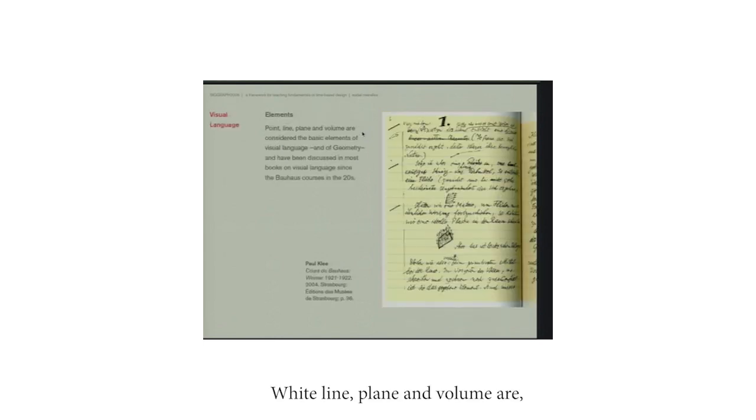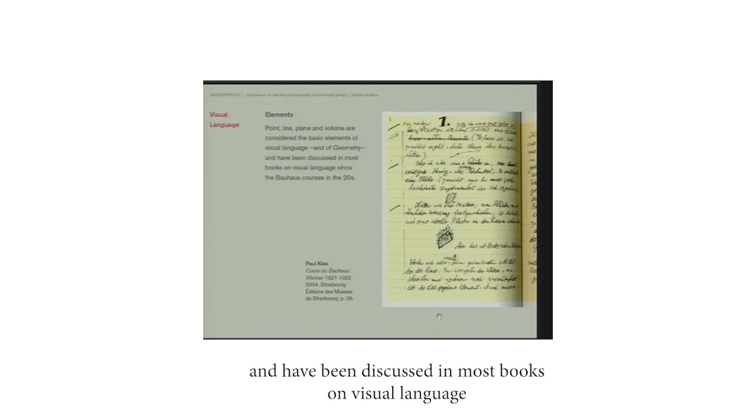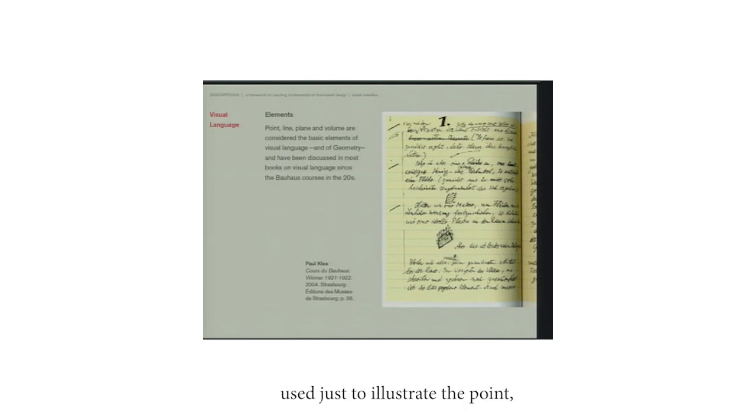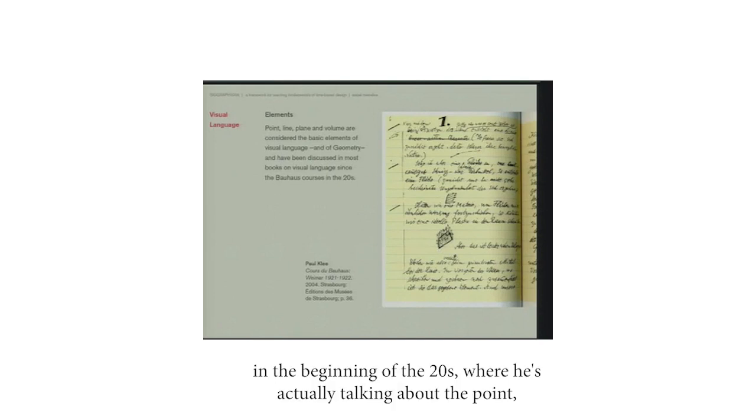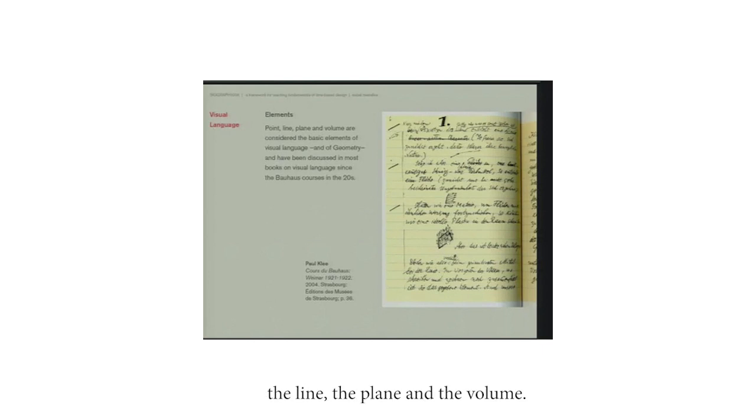Point, line, plane, and volume are considered the basic elements of visual language and of geometry, and have been discussed in most books on visual language since the Bauhaus course in the 20s. Here's just to illustrate the point, a page from Klee's notebooks on his course at Bauhaus, Weimar, in the beginning of the 20s, where he's actually talking about the point, the line, the plane, and the volume.